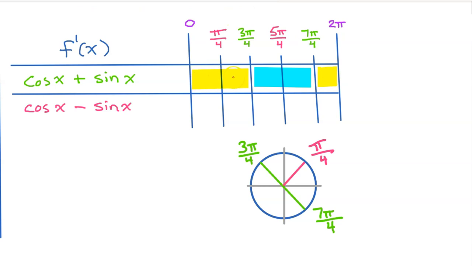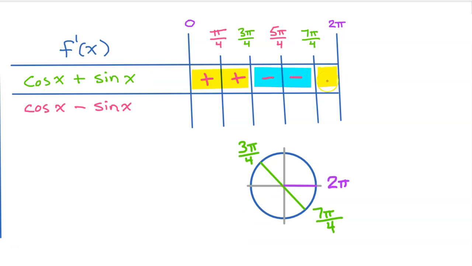In this first interval, we can use pi over 4 as a test value. Pi over 4 is here in the first quadrant where cosine and sine are both positive. A positive plus a positive is a positive, so this factor will be positive throughout this interval. In this middle interval, we can use 5 pi over 4 as a test value. This is in the third quadrant where cosine and sine are both negative. So we have a negative plus a negative, which of course will be a negative. So this factor is negative throughout this interval.